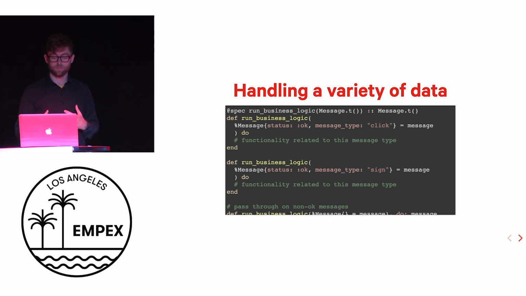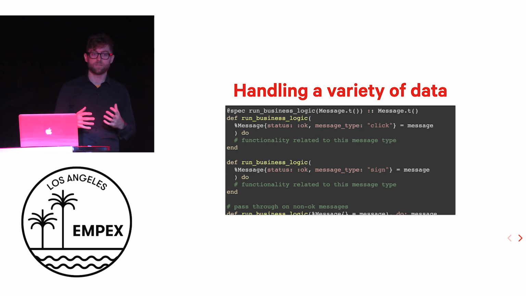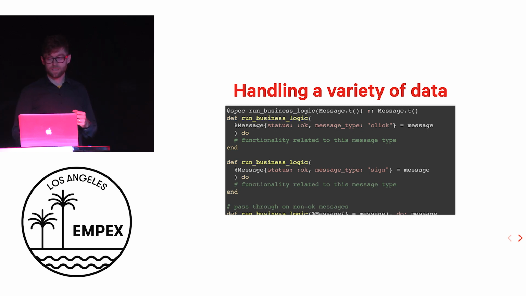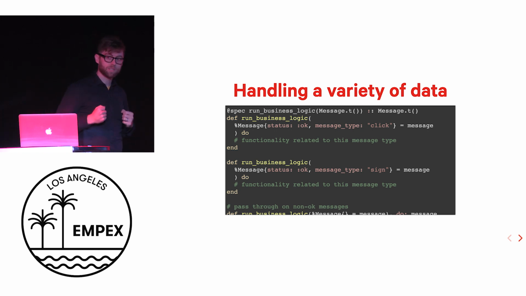Let's leave that there. OK, so here's an example of how we can handle different kinds of data while keeping our flow nice and simple. Thanks to pattern matching, we can define a different version of the handler for each type of message we need. The only requirement is that it adhere to the contract of a message struct comes in, a message struct goes out, which you can see by the type spec at the top.